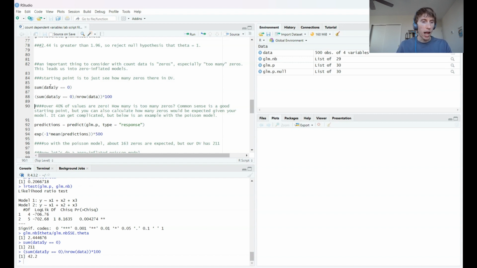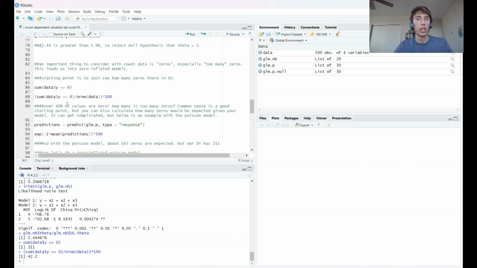So here I just looked at the number of cases that take on a value of 0, and then I turned it into a percent, so we can have a kind of clear understanding. So we see here that over 40% of the values are 0. Now, how much is too much? Not really a perfect answer.